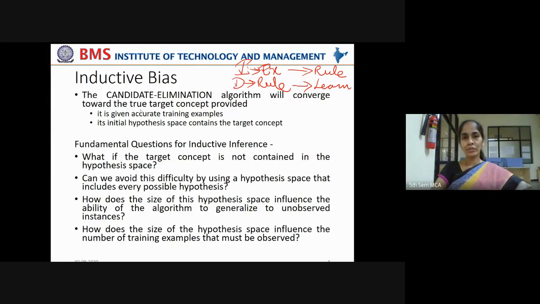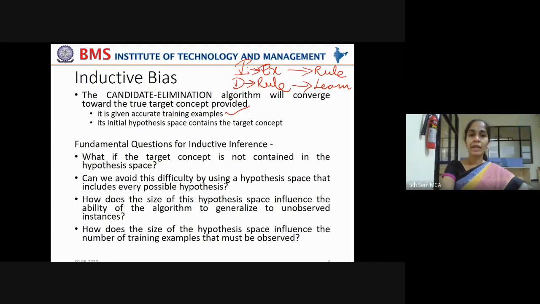When will it converge towards a target concept? When it makes the version space smaller and smaller, with a fewer number of hypotheses that are consistent with the training examples, when it is given accurate training examples. Training examples should be accurate. They should not contain any noise, meaning there should not be any outliers or missing data or duplicate data in the training examples. In that case, the candidate elimination algorithm will surely converge to a version space which has all the hypotheses that are in compliance, meaning in accordance, with the target concept that has to be learned.